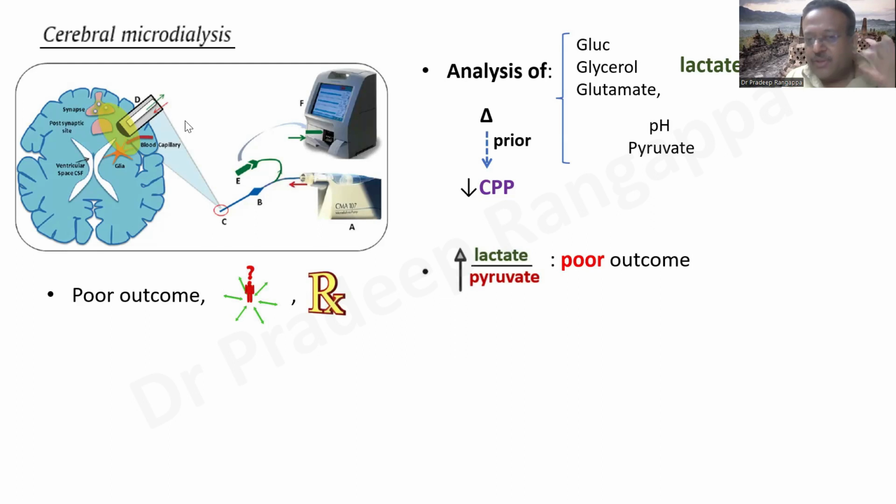And this can basically help you to prognosticate, help you guide management, and help you optimize the treatment. And they've looked at different ratios. An increased lactate and pyruvate ratio is shown to be associated with poor outcome.